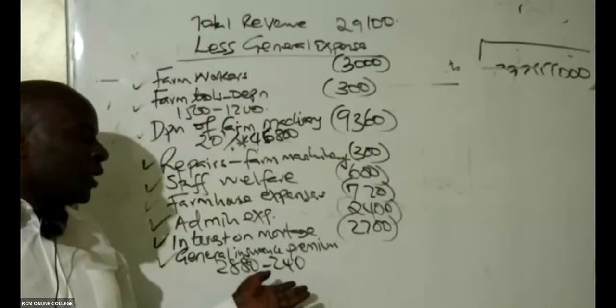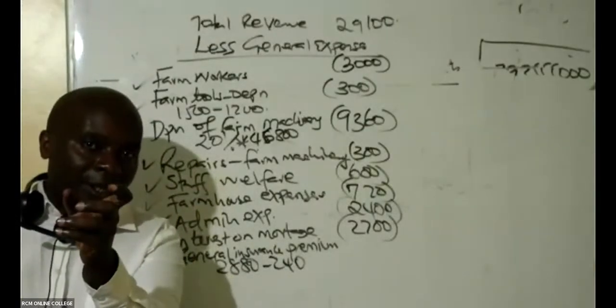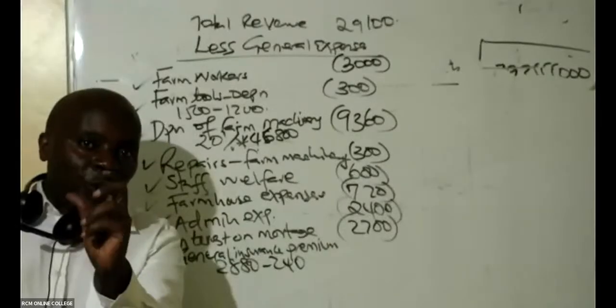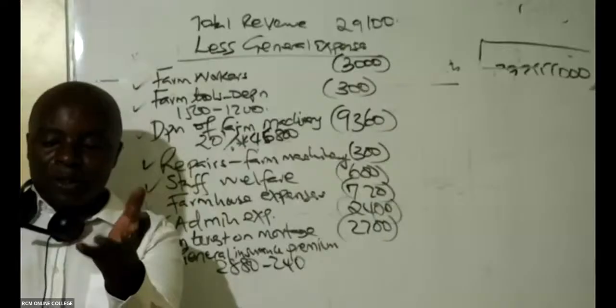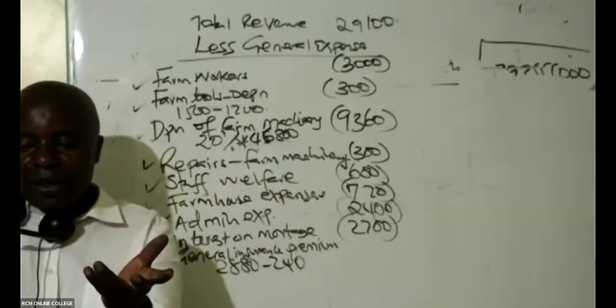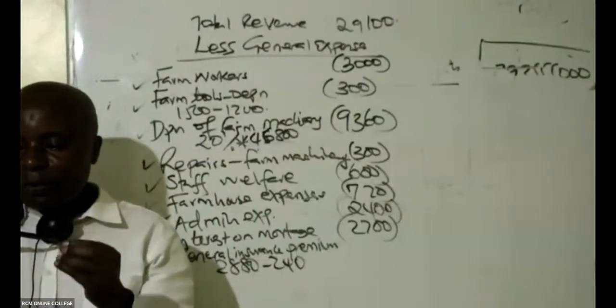So we should be able to remove it out of this, and then we take it as a current asset in the balance sheet. The prepayments are supposed to be taken to the balance sheet as current assets. That's your money. So then what is this general insurance premium expense for this year?